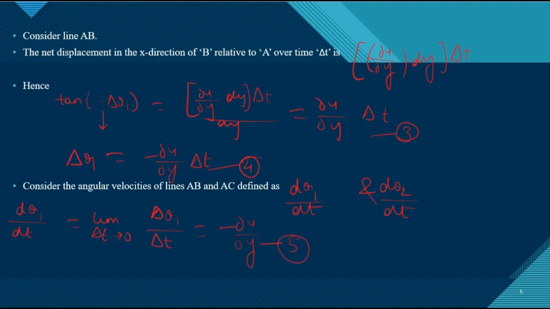So similarly, from our equation 2, we get d theta 2 by dt, which would be limit delta t tends to 0 and we get delta theta 2 by delta t is equal to dou v by dou x. So now we have got our angular velocities. What is the next task that we do?